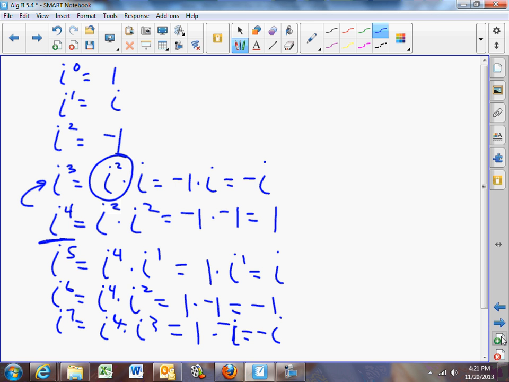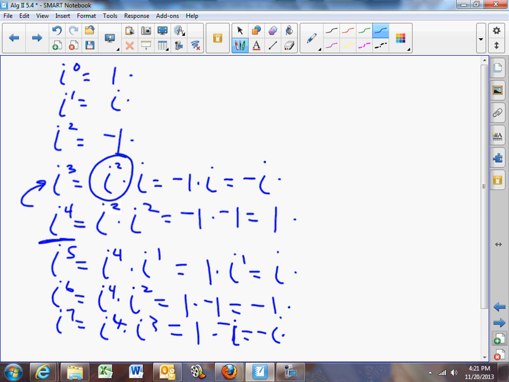Now i to the 8th is i to the 4th times i to the 4th, 1 times 1, or 1. And look what's happening here. i, negative 1, negative i, 1. And then i to the 8th was 1. We get this rotation that just goes around and around, and it repeats itself every 4 units.